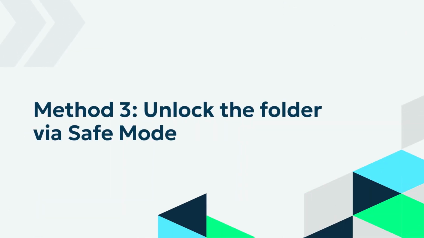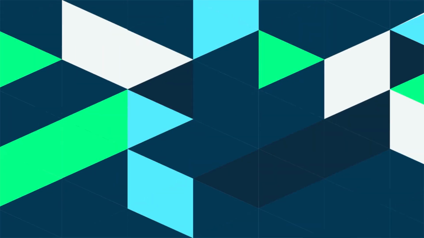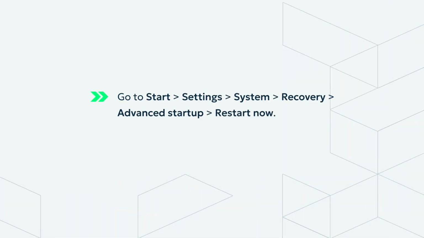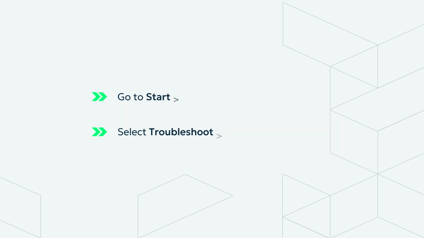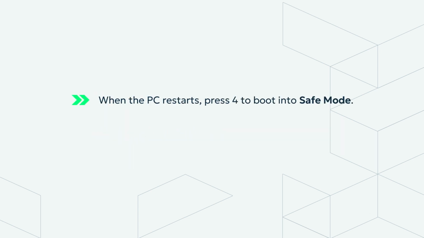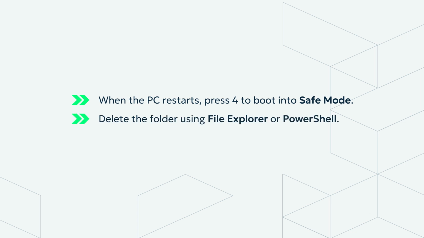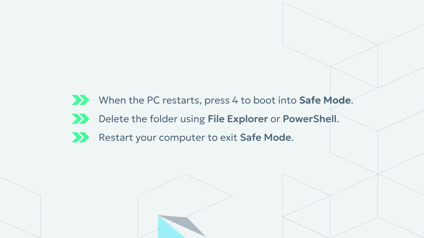Method 3. Unlock the folder via safe mode. If a third-party app or service is locking the folder, safe mode can help by preventing non-essential applications and services from loading. Go to Start, Settings, System, Recovery, Advanced Startup, Restart Now. Select Troubleshoot, Advanced Options, Startup Settings, Restart. When the PC restarts, press 4 to boot into safe mode. Delete the folder using File Explorer or PowerShell. Restart your computer to exit safe mode.